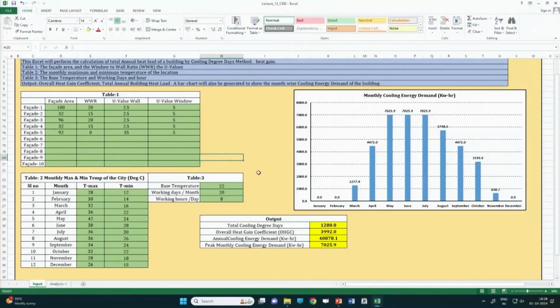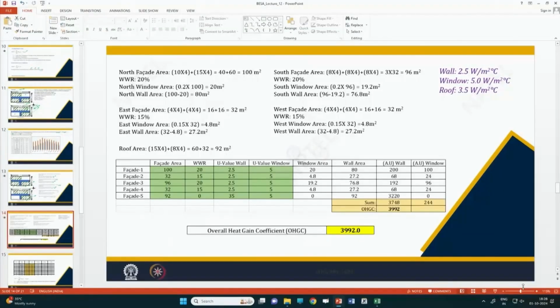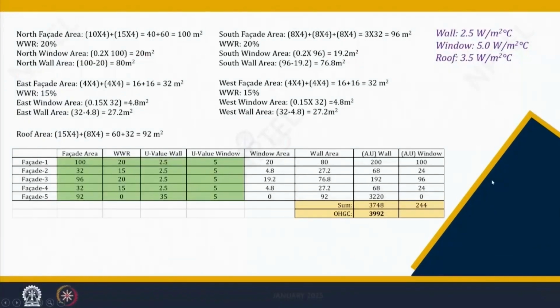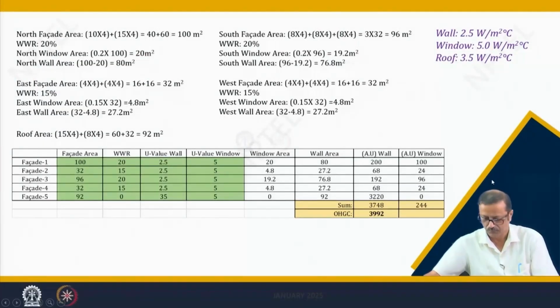And this is your T max and T min, base temperature is 22 degrees, 20 working days, 8 hours of working days, that particular thing, and this is your per month heat load, estimated through this Excel chart. So, here again let me go back to the slide.